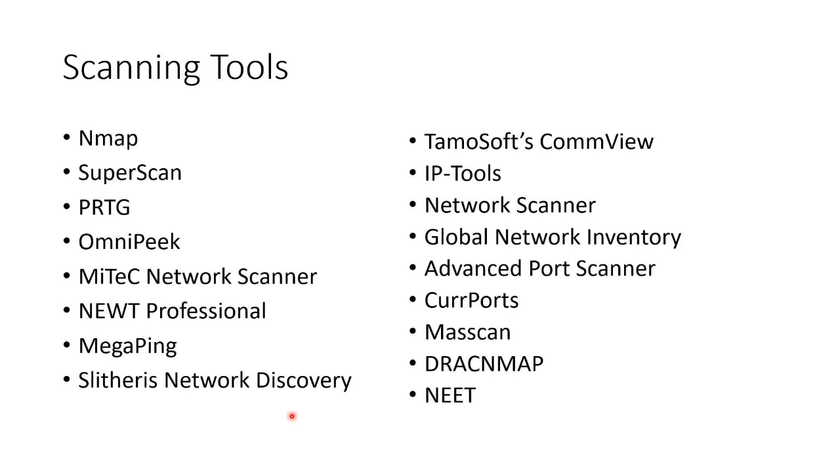In addition to Nmap and HPing, there are all these other tools: Superscan, PRTG, OmniPeak, Loads and Lows, Slitheris, I love that, Network Discovery, Kerports, Global Network Inventory, Network Scanner. I mean, this is just a few. There are more, but just to recognize some of these if you see them.